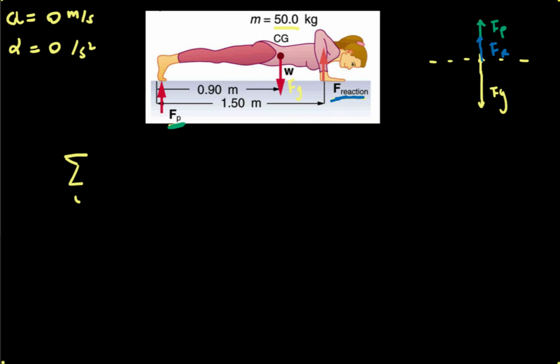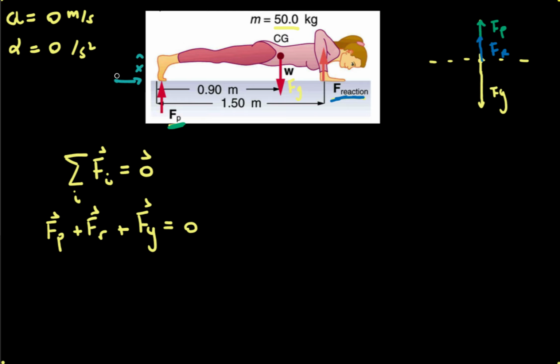So let's go ahead and write this out. So the sum of all the forces must be equal to 0. Then that means that Fp plus Fr plus Fg equals 0. And at this point, you have to decide what coordinate system you're going to choose. There's a very natural choice here. You say that this is the x plus axis, the y axis up there.